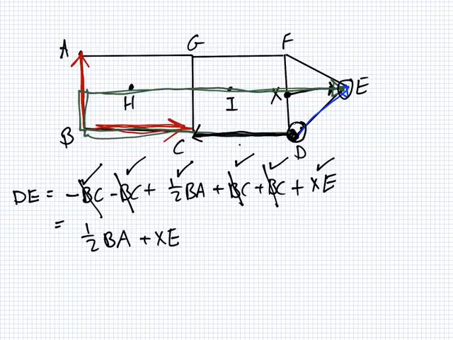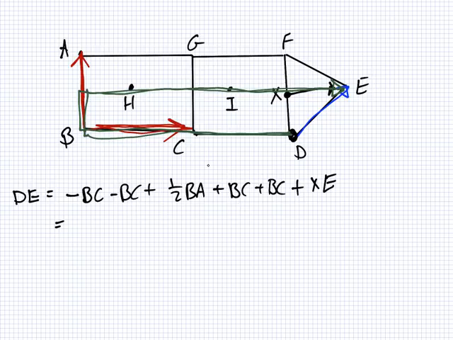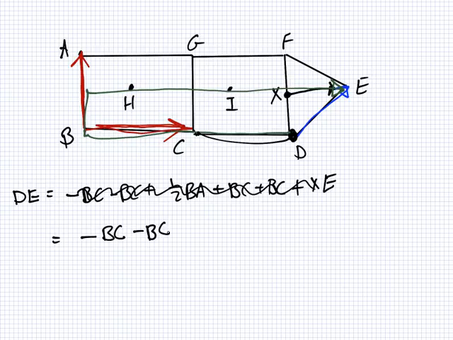Look, look, look. I start at D. What's D to C? That's the same as minus BC. So I start here, now I'm here. Minus BC. Now where am I? Yeah. B, yeah? Plus a half BA. Plus BC. Plus BC. Plus XE. Now I'm back at E.